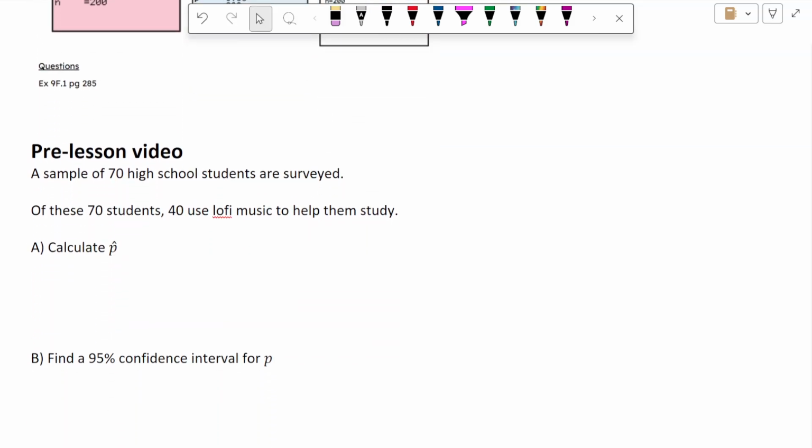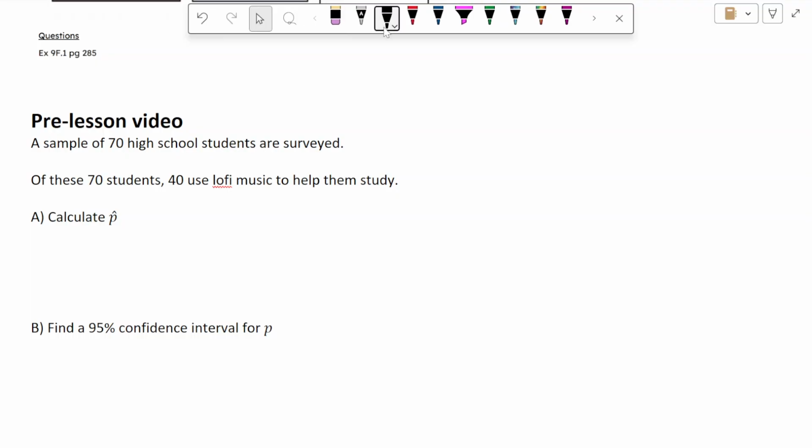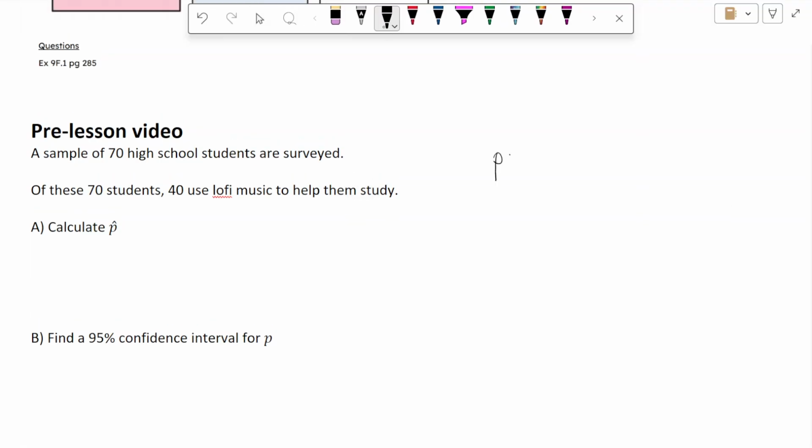Okay, we're looking at confidence intervals for p hat. So just as a reminder, p is your population proportion. This is the actual true percentage of something. And p hat is your sample proportion.